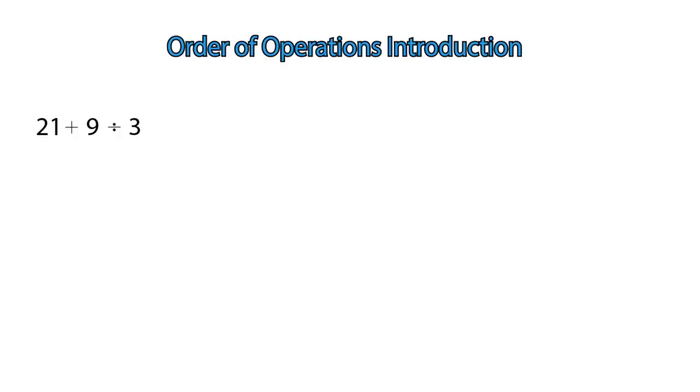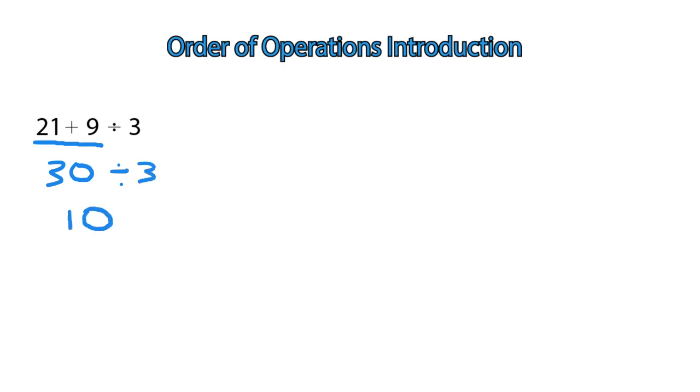Welcome to this tutorial on order of operations and introduction. Here you can see we have a very basic equation with two operations, adding and dividing. And we could approach this question two different ways. One way would be to start work from left to right. We can do 21 plus 9. 21 plus 9 is 30, and then we divide by 3. 30 divided by 3 is 10.